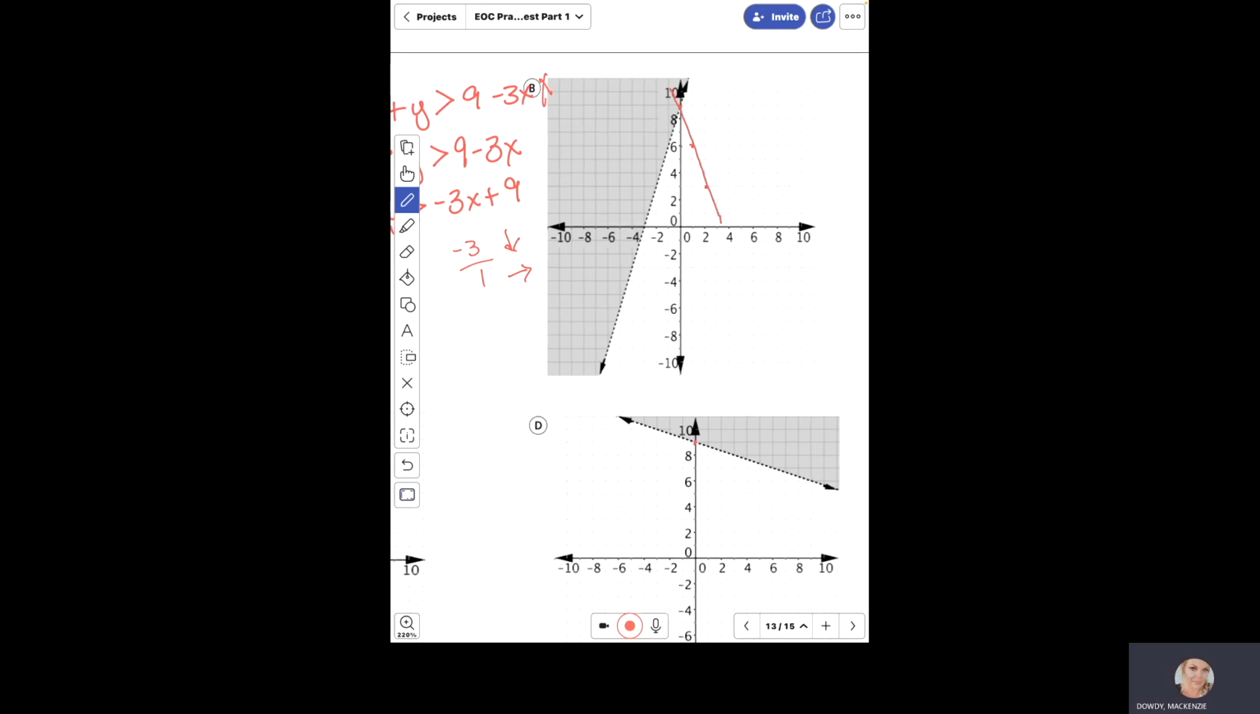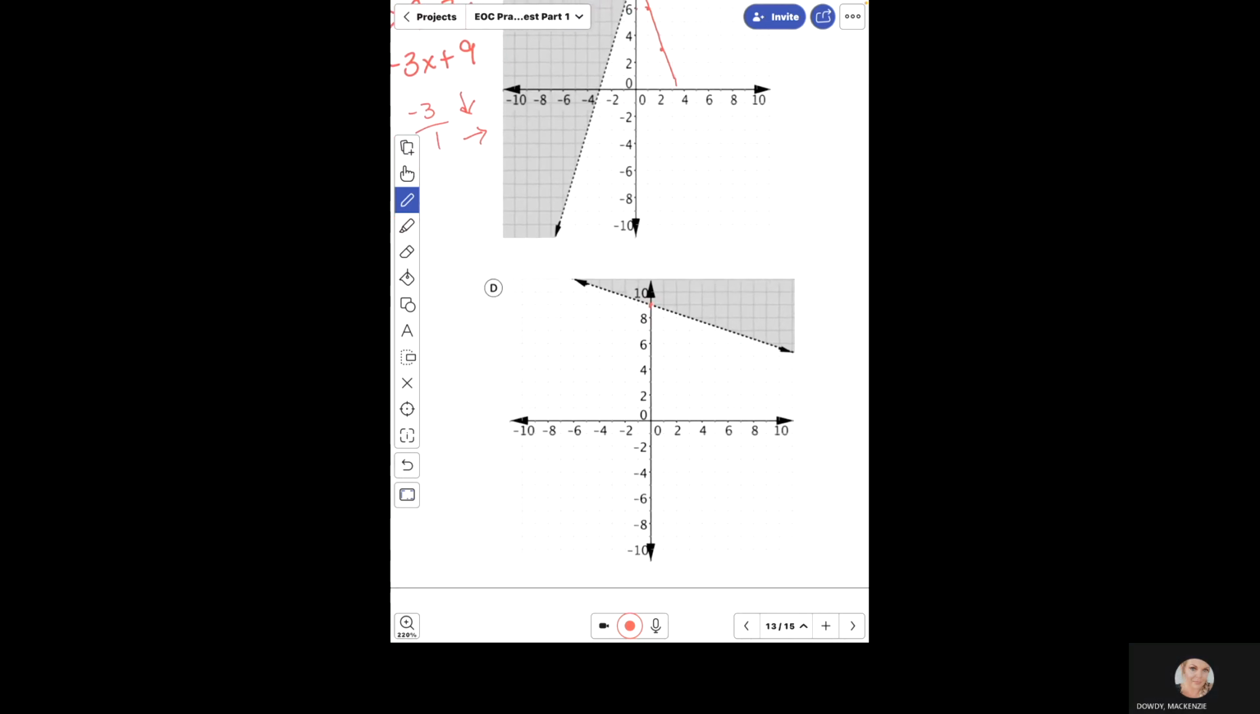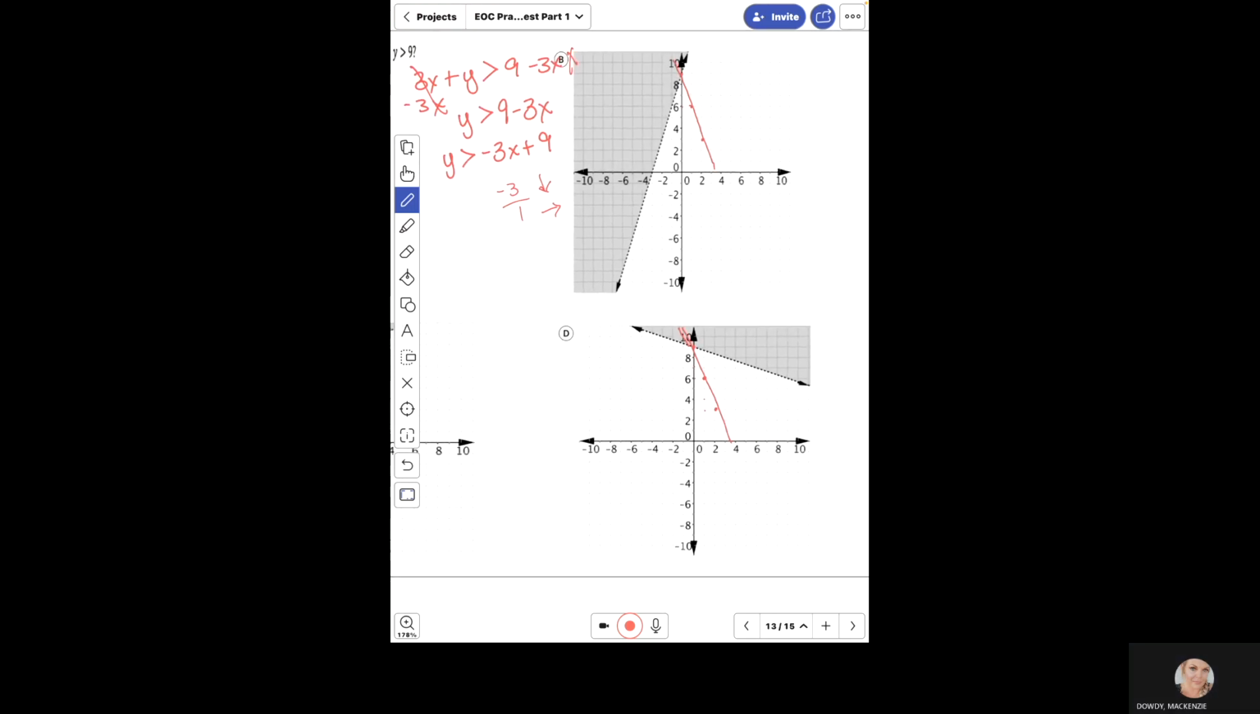Take a look at D. Same thing, start at 9, go down 3, 1, 2, 3 over 1. Again, that's not the line. So D is not going to be our answer.